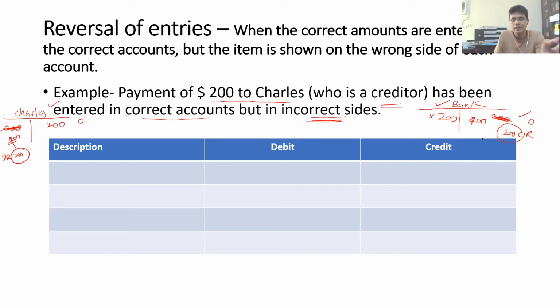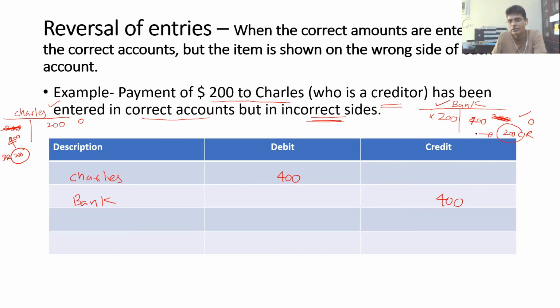Okay. So please remember, if there is a reversal of entry error, you need to reverse not the same amount, the double the amount, in order to rectify that. So what you should do, you should debit Charles by 400 and you should credit the bank account by 400. So by doing that, you will have the correct balance.